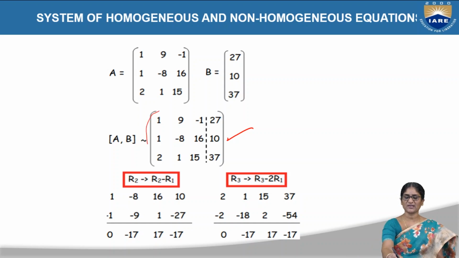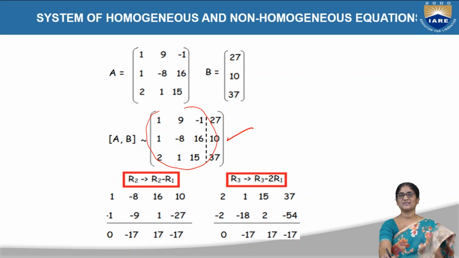This is a coefficient matrix, and 1 minus 8 16, 2 1 15, and 27 10 and 37. And you can see that the constant matrix is having non-zero elements. Therefore you can say that the linear system is a non-homogeneous equation.